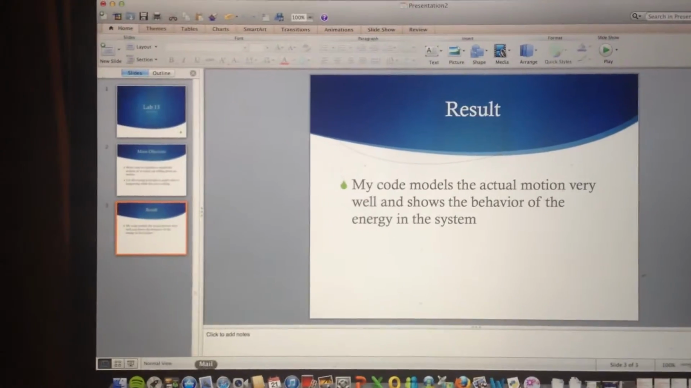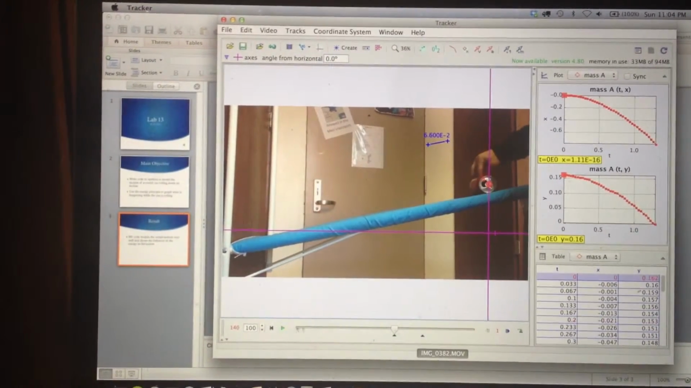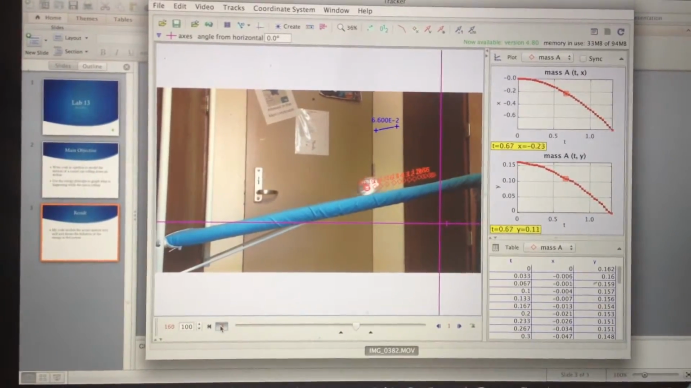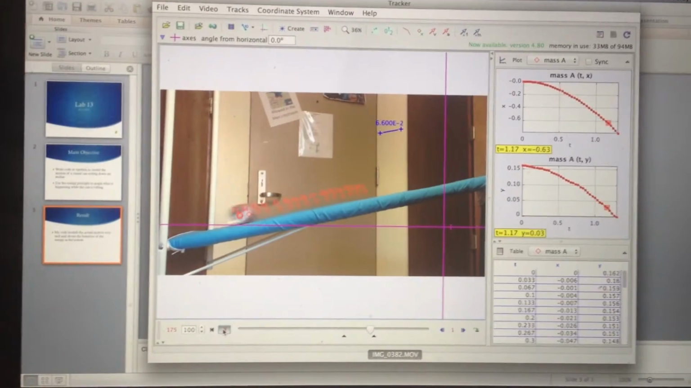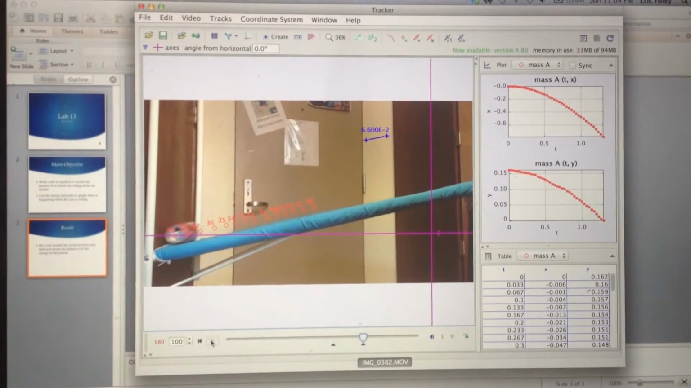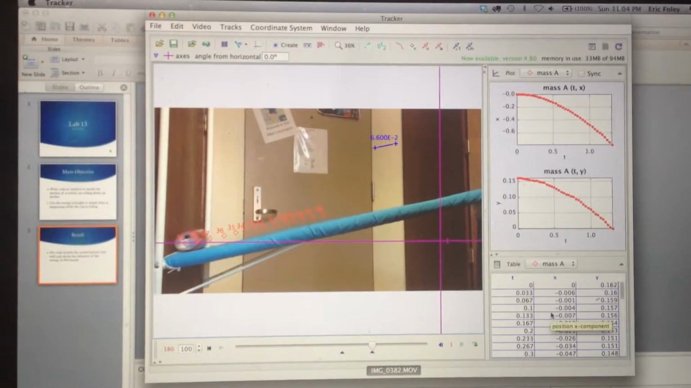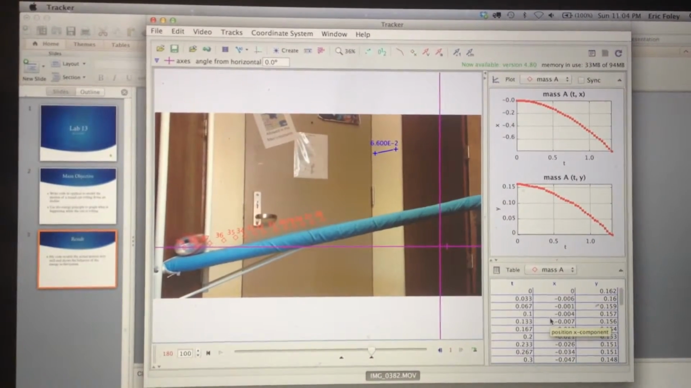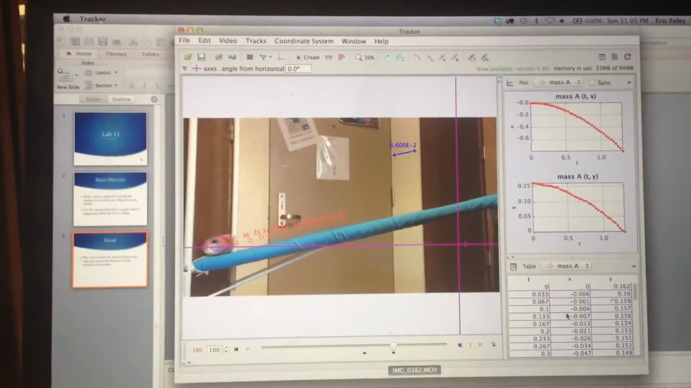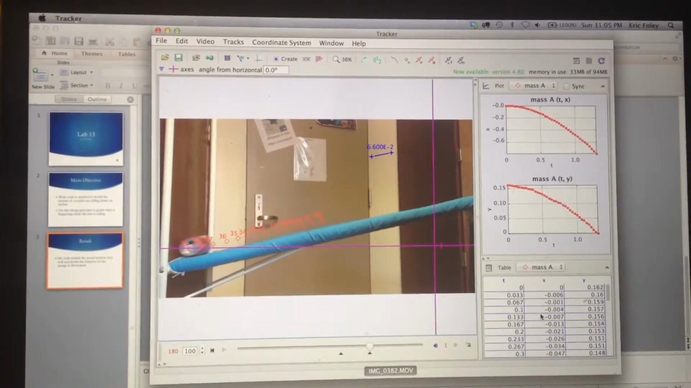The video I took is in Tracker here. The can starts at the top and rolls down, and I followed it with the point mass all the way down. I had it so it ended with a Y value of 0 and started with a Y value of 0.162. This way I could more easily calculate the gravitational potential energy. I also have the axes set up so that the can is rolling in the negative Y direction and the negative X direction.